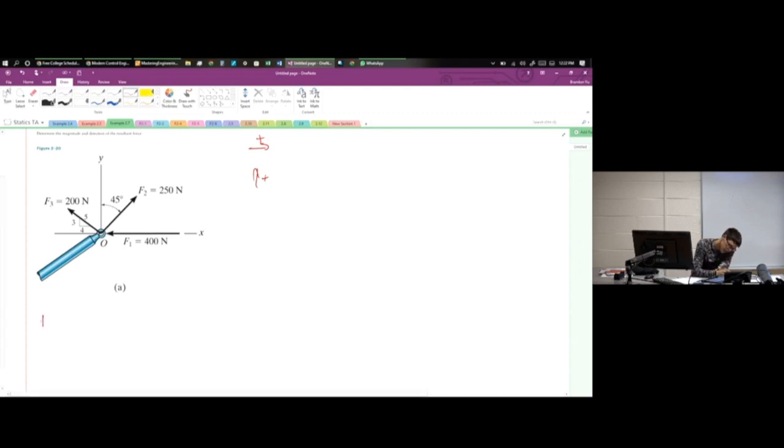So if I say that the rightward plus sum of forces in the x direction, I'm going to say force resultant of x. So what would that be? Does anybody know? Want to take a guess? 400, negative 400. Right. So negative 400, and then plus. Well, let's do F2 next, right? So plus what? 250 what?